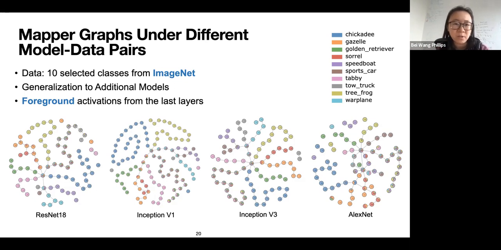So again, what we want to see is whether this kind of branching structure we observe shows up in different model and data pairs. And that is indeed the case, right? So you see those branching structures in the mapper graph across different models as well.